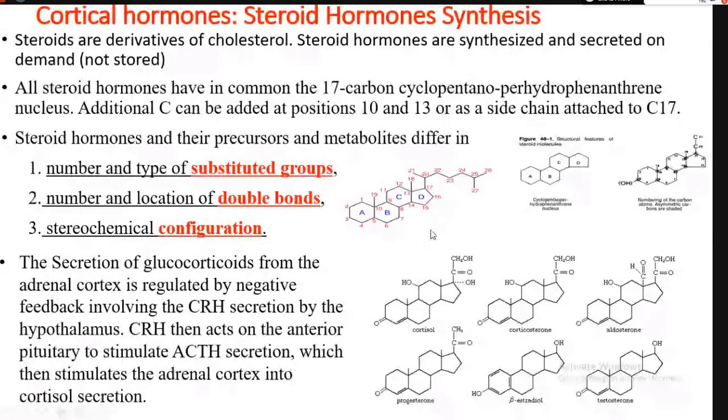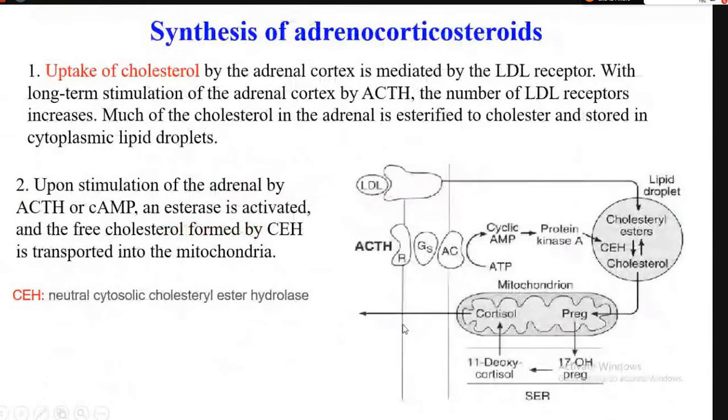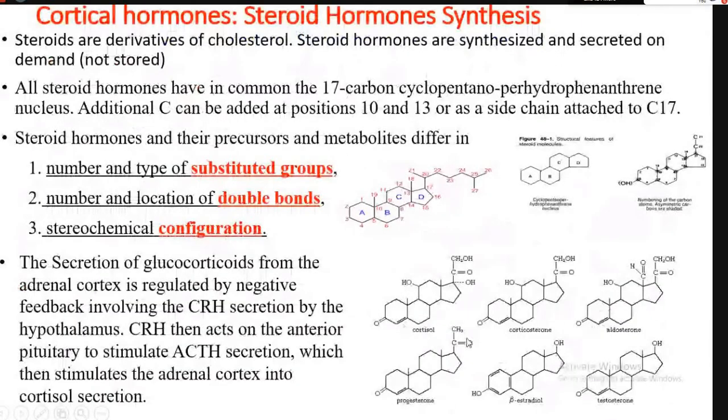Number and location of double bonds, you can see cortisol has a normal double bond, maybe different here. You can see testosterone double bond, estradiol has an aromatic ring. Estrogen has an aromatic ring, okay, where testosterone has no aromatic ring. So these are the things. And stereochemical configuration means the stereoisomers, okay. Now these 3 points are very important if you want to go deep in the steroid hormones, okay.